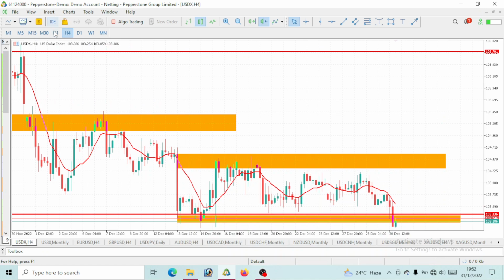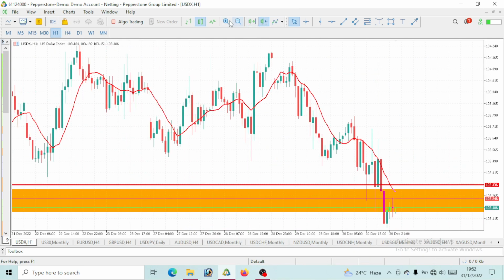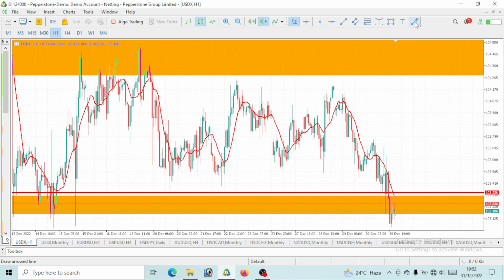So let's see what this 1-hour time frame actually says. Clearly, the 1-hour time frame is still bearish. So we would want to go ahead and sell if this price will continue to drop. If it will continue to drop down, then we'll go ahead and sell for the week.